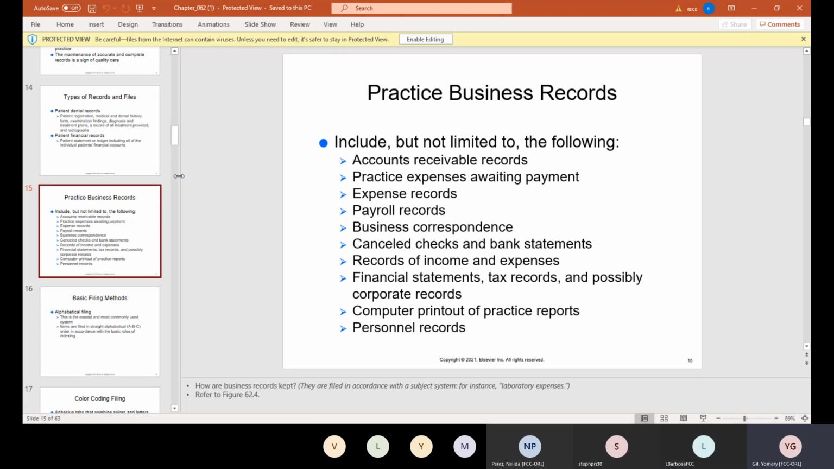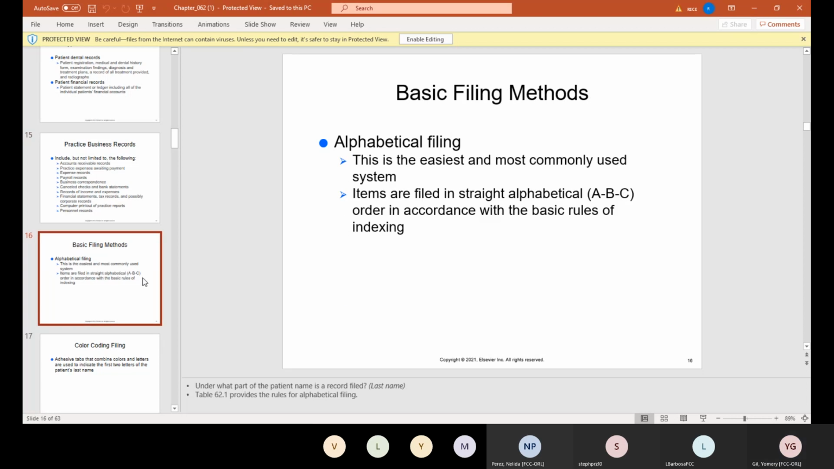Yes. Okay. Payroll records, business correspondence, canceled checks and bank statements, records of income and expenses, financial statements, tax records and possibly corporate records, computer printout of practice reports, and personnel records. So those are the business records.